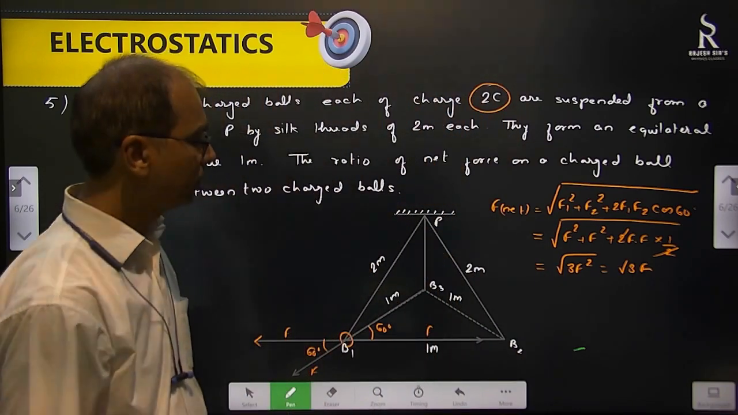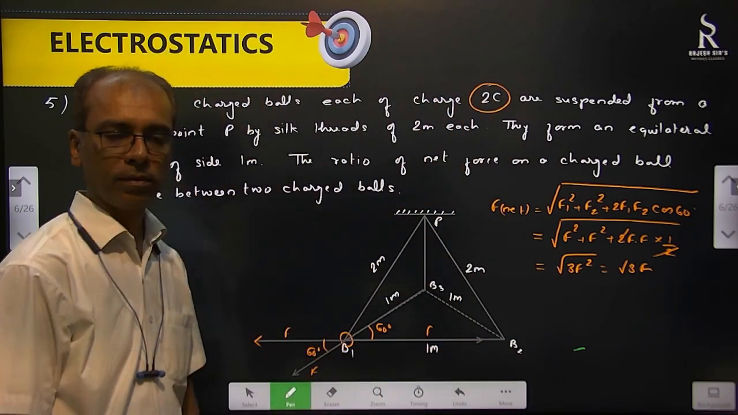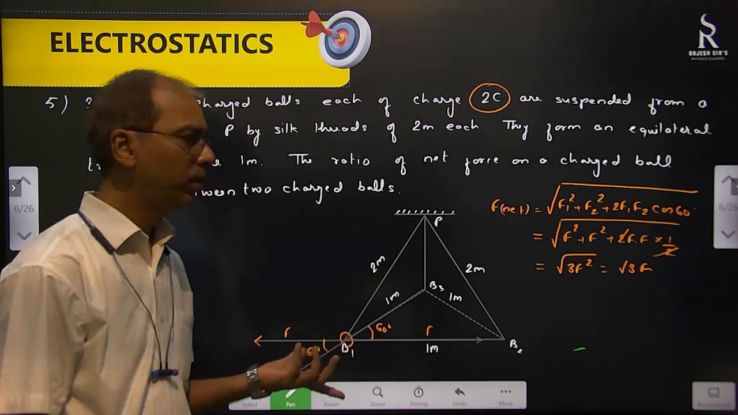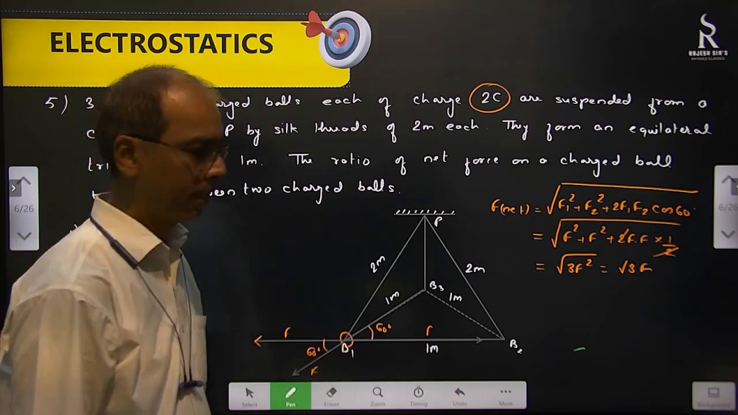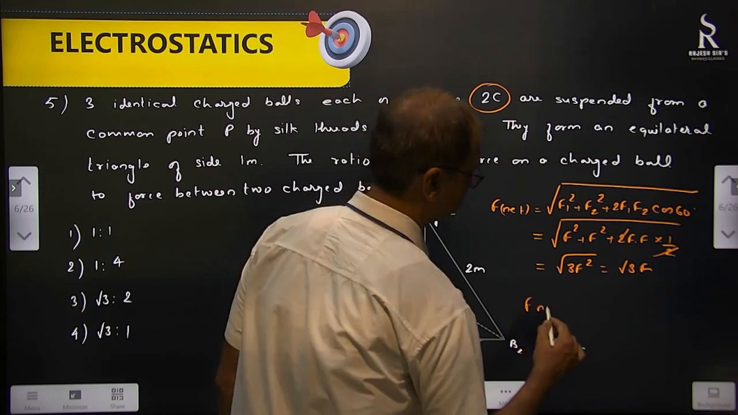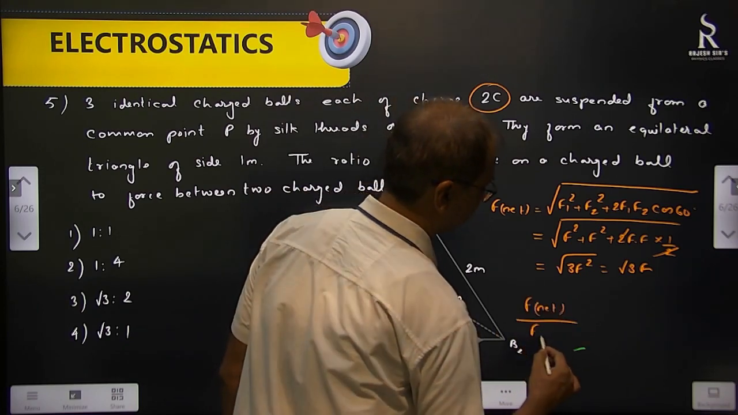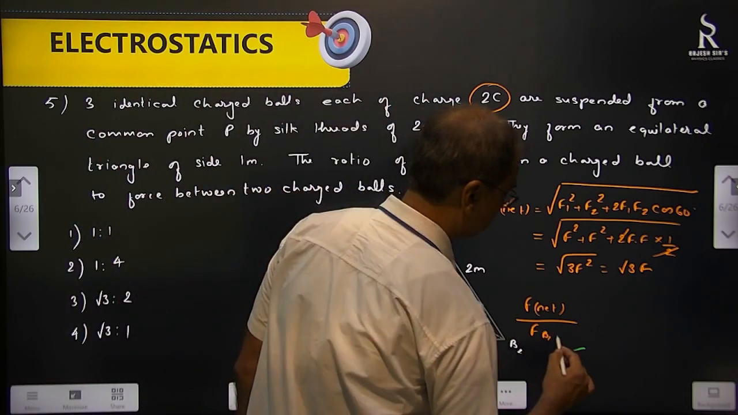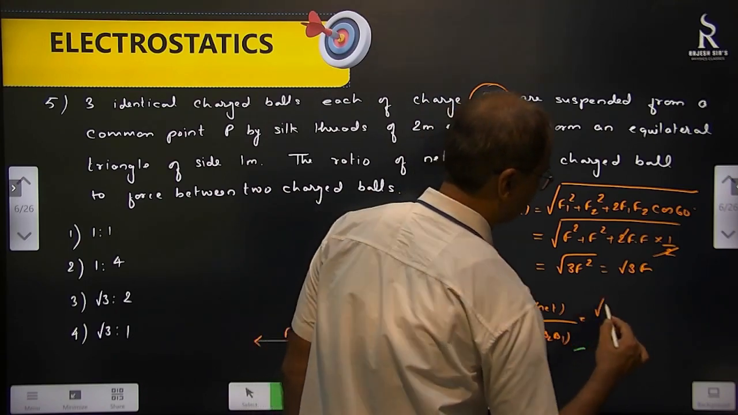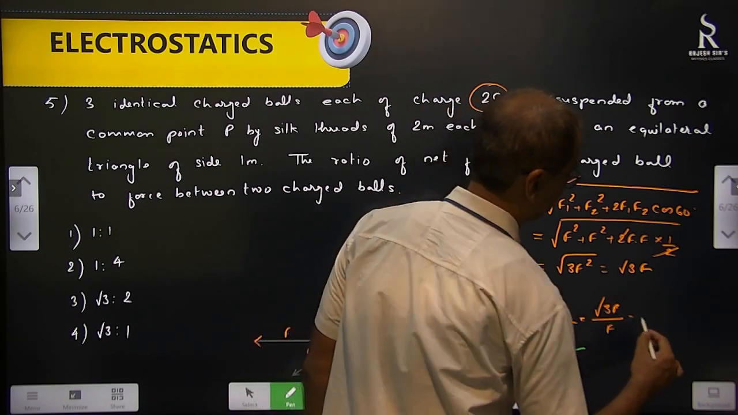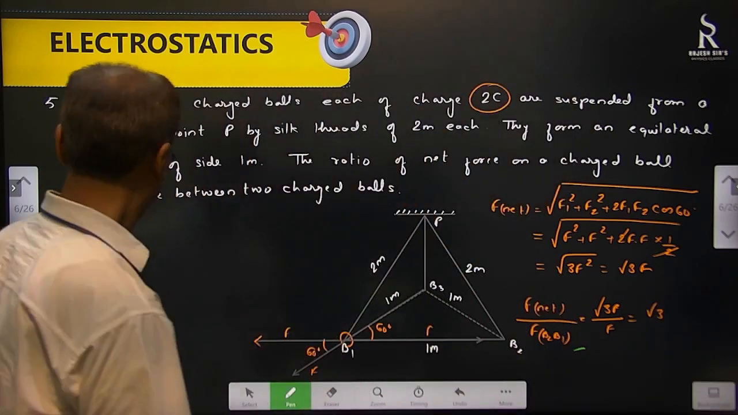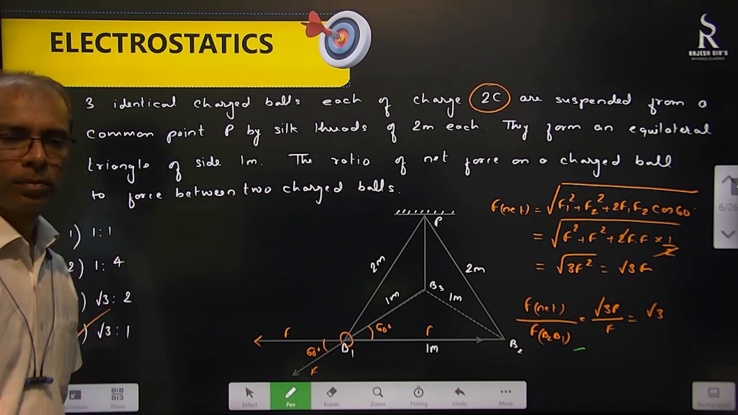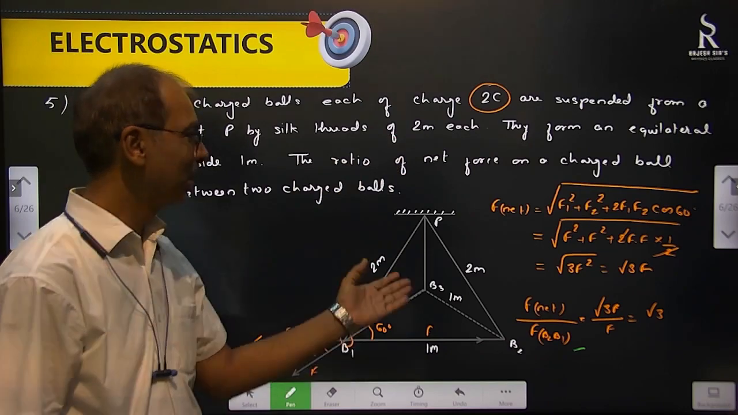Perfect. Now what is the force applied by B2 on B1? F. So what we have to find is the ratio of the net force to the force applied by B2 on B1. So F net by F applied by B2 on B1, that is root 3F by F. The answer is root 3. Let's check. The answer is there. Yes, done. That's simple.